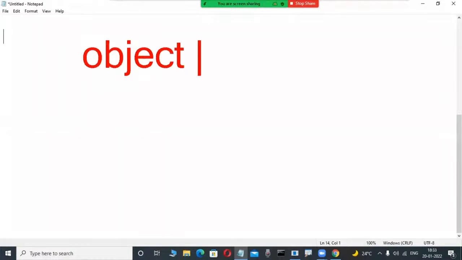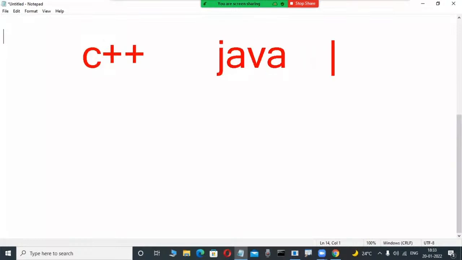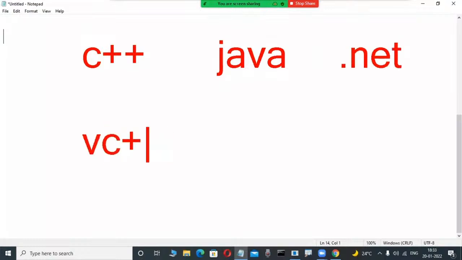Suppose so many object-oriented languages are there. Okay, a little bit of knowledge is there in technical. Object-oriented languages are there worldwide. Maybe so many fellows have an idea. What are the object-oriented languages worldwide? C++ is an object-oriented language. Java is a popular object-oriented language. C# .NET is an object-oriented language. VC++ is an object-oriented language. So many object-oriented languages are there.